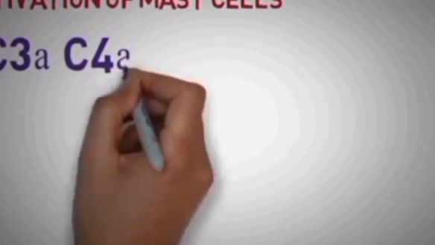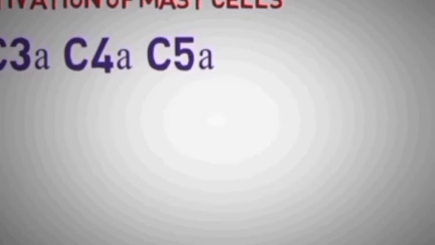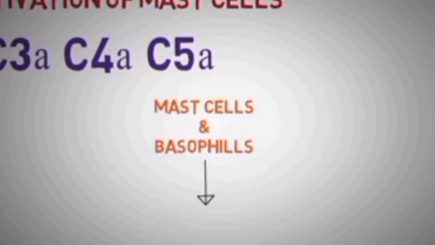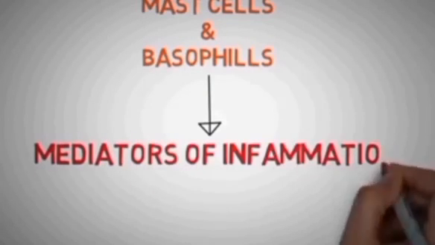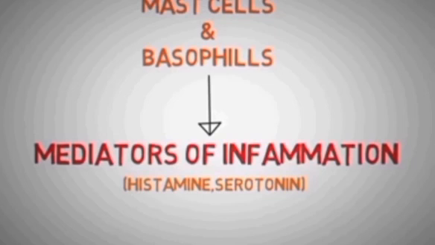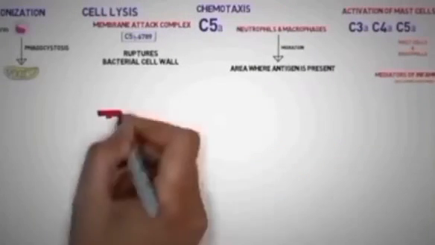Next is activation of mast cells. It is done by C3A, C4A and C5A. It activates mast cells and basophils, which cause a large amount of inflammation through serotonin and histamine, which potentiate the immune system.